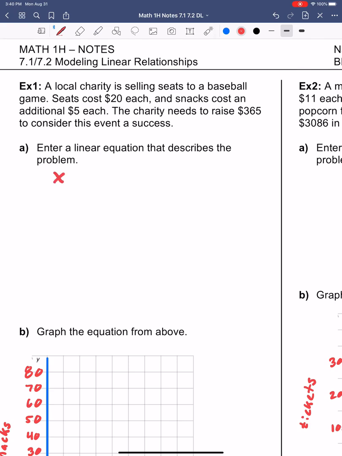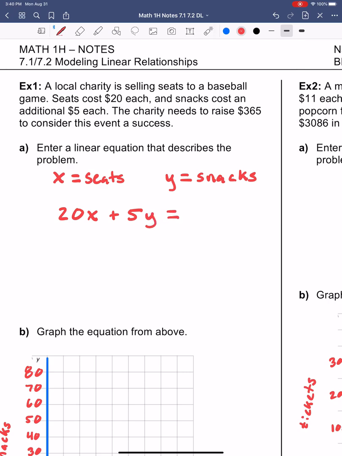First I'm going to call x the seats, and then I'm going to make y the snacks. And you could do it the other way if you wanted to. It doesn't matter which way you label them, x or y. Then I'm going to attach their rates as I set up this equation in standard form. We know that the seats, which is x, cost $20 each, so that's 20x plus 5y, and I'll tell you why we're using addition in a second.